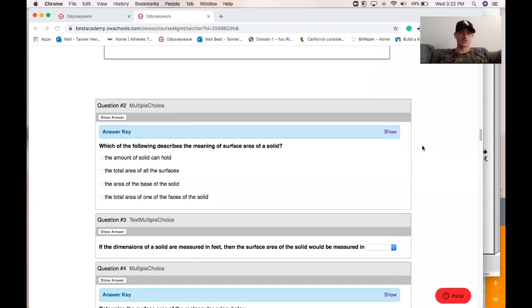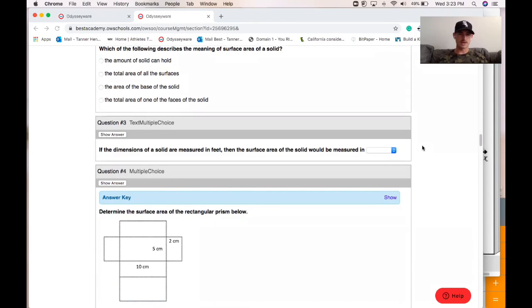Number 2 says, which of the following describes the meaning of surface area of a solid? Number 1 says the amount of solid it can hold. 2 says the total area of all the surfaces. 3 says the area of the base of the solid. And number 4 says the total area of one of the faces of the solid. Hopefully you guys are thinking, give you guys a second. The only one that makes sense is surface area is all of them. So B, the total area of all the surfaces.